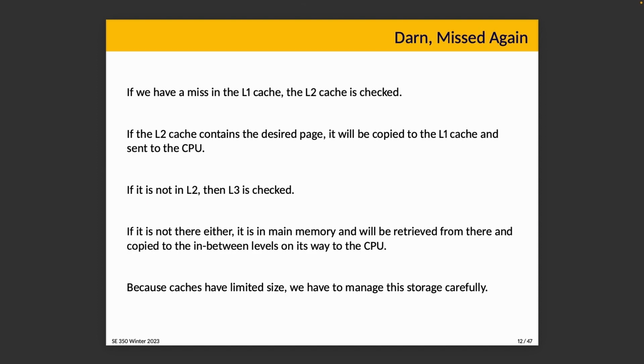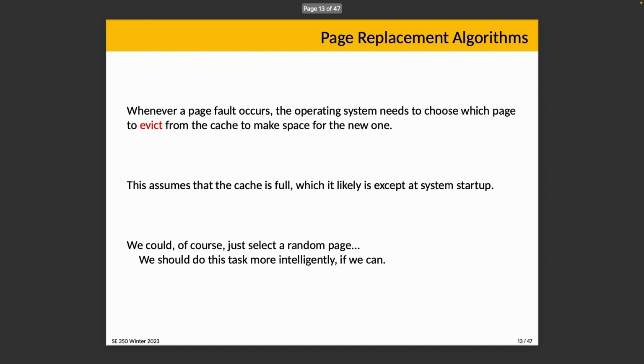So how should we do that? Well, whenever a page fault occurs, right, we're going to have to make a decision about what should be evicted, kicked out of cache to make space for a new page. This isn't always easy, but we've got to do something, right? We're also going to assume that the cache is full, which is likely to be true except at the very beginning of time when the system starts up.